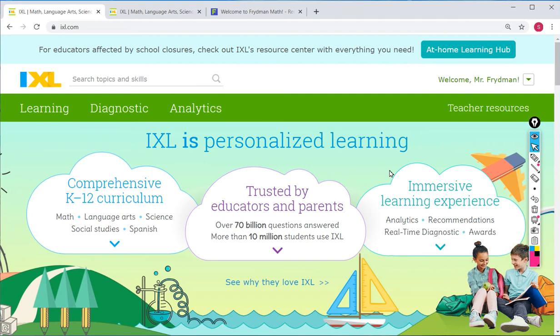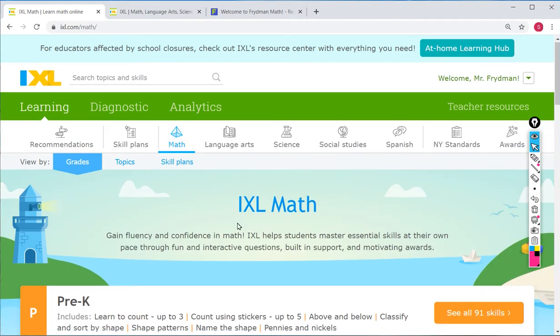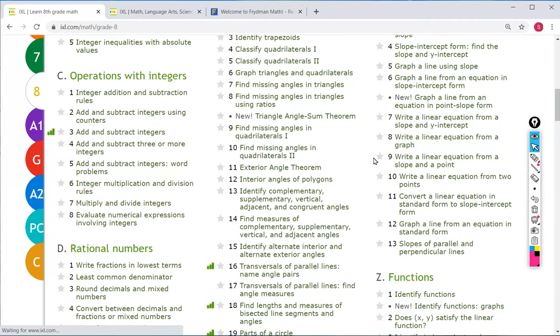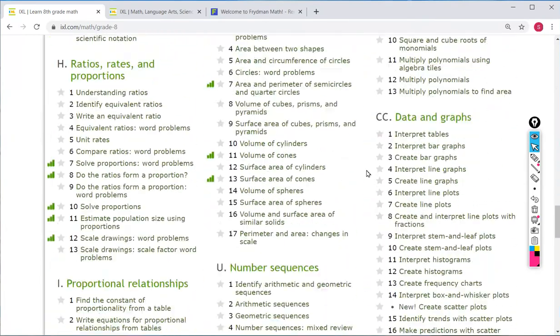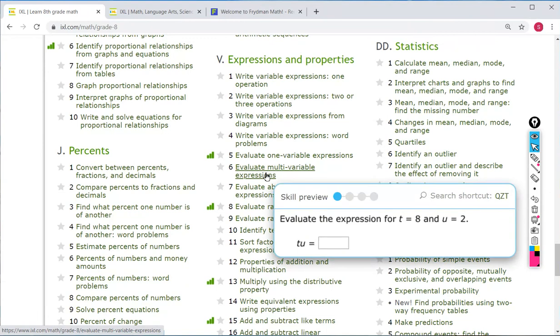Go to IXL, 8th grade, V6. Go to Learning. Make sure you're on Math. Go down to 8th grade, and then down to V6, Evaluate multivariable expressions.